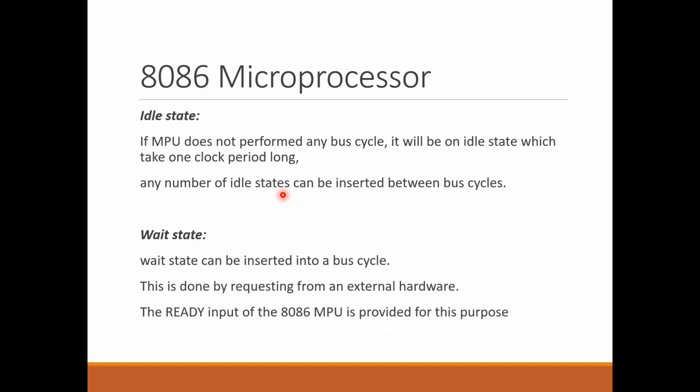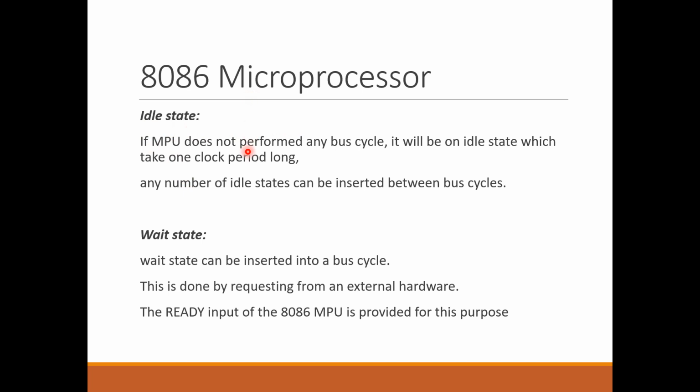So during the bus cycle, some states may happen. Some of them are the idle and wait states. An idle state is when the microprocessor doesn't do anything in that cycle, which is called an idle cycle. So it is going to remain for one clock period long. That means T1, T2, T3 and T4 are going to be idle. So even during any operation, there may be more than one idle state inside the bus cycle of the microprocessor.